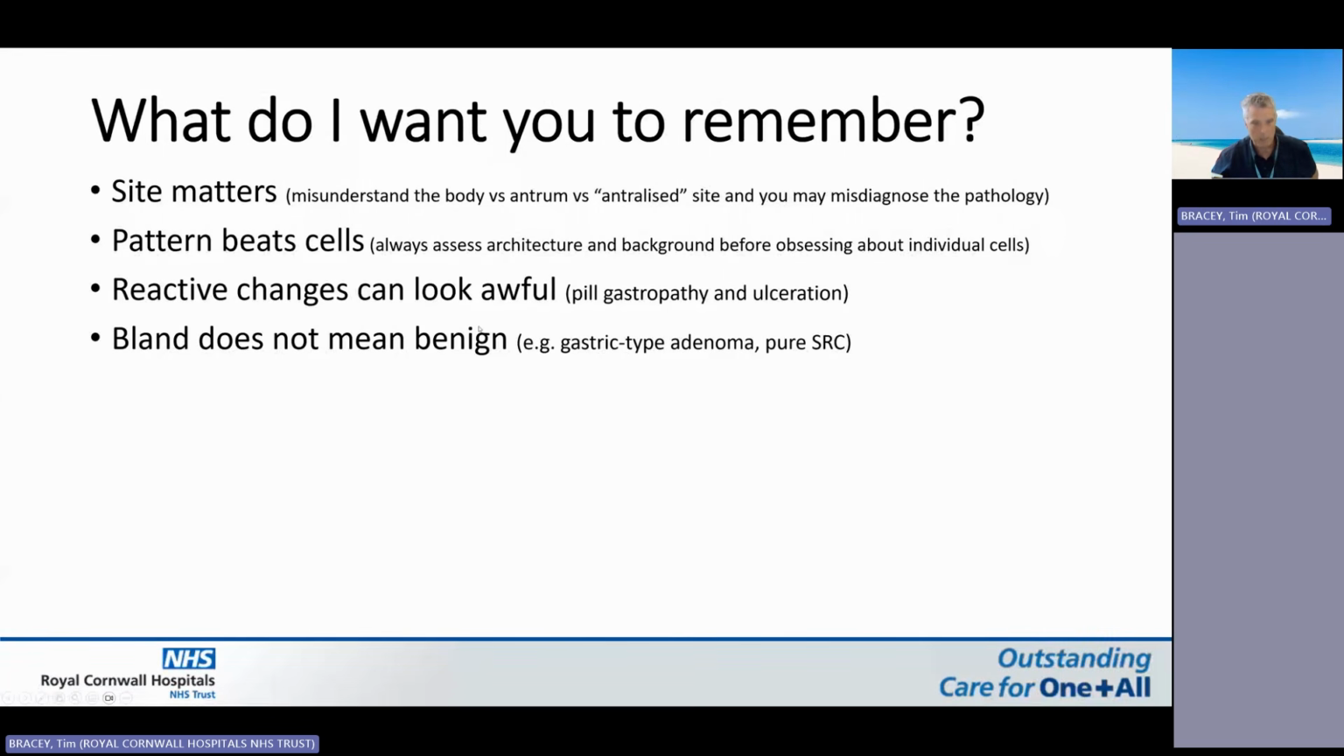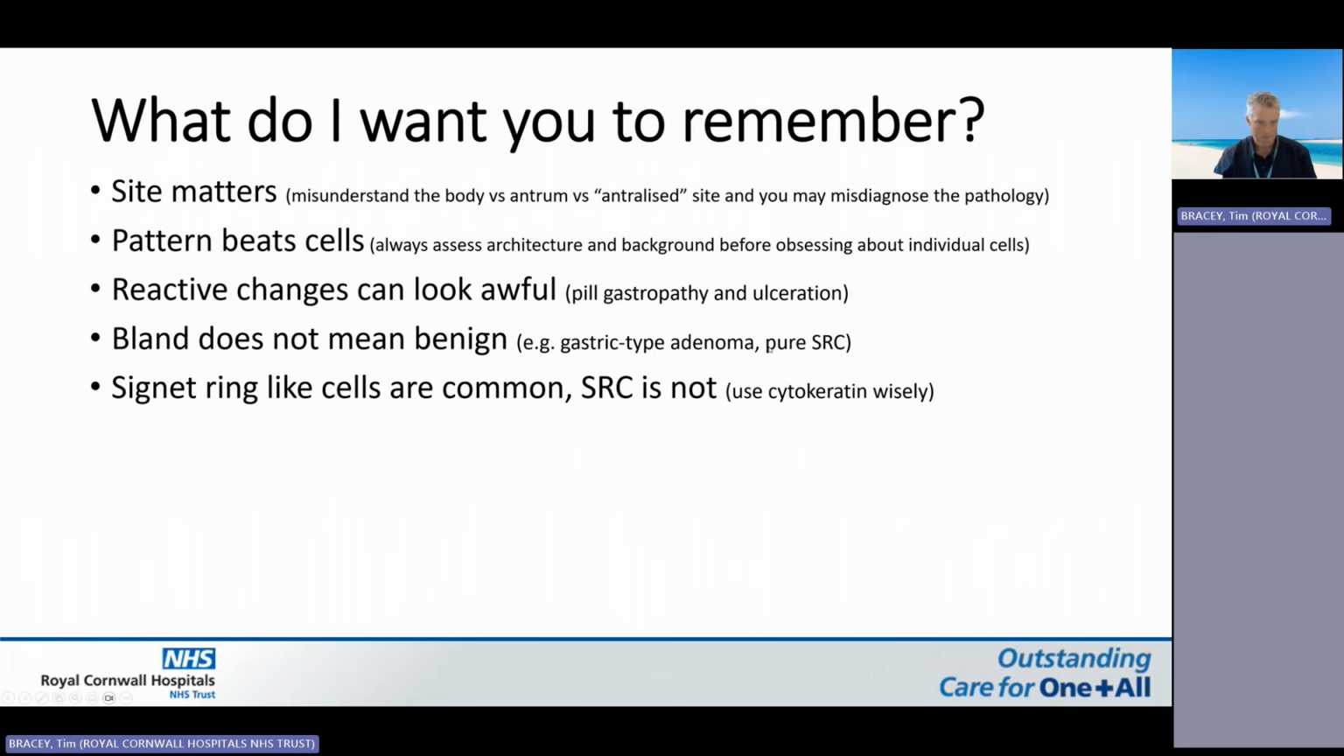Bland does not mean benign. So gastric type adenoma, I showed you the foveolar adenoma, very monotonous. In fact, it's the monotony that gives the diagnosis away. It's not pleomorphism like you get in the genomically unstable cancers. And then pure signet ring cell carcinoma actually can be incredibly bland. You can get these little balloon cells with very small nuclei just dotted throughout the mucosa. You always need the context and cytokeratin stain in cases like that.